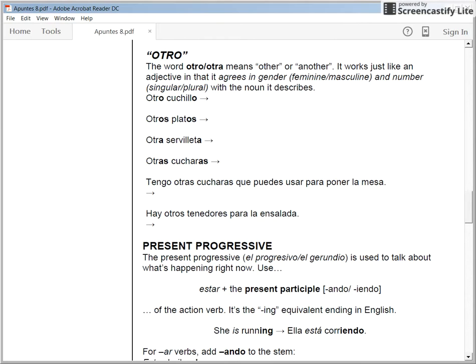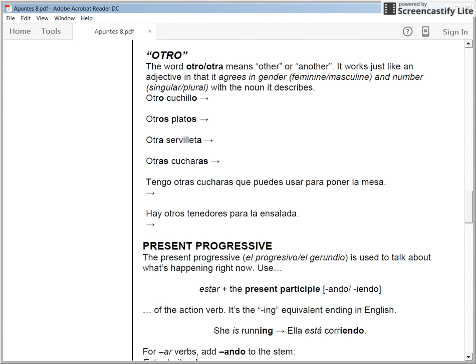Then we have otra servilleta. It's feminine and singular, so otra has to end in the A. Should translate to another napkin. Otras cucharas, feminine plural, should translate to other spoons. So now you have two sentences to translate to English.